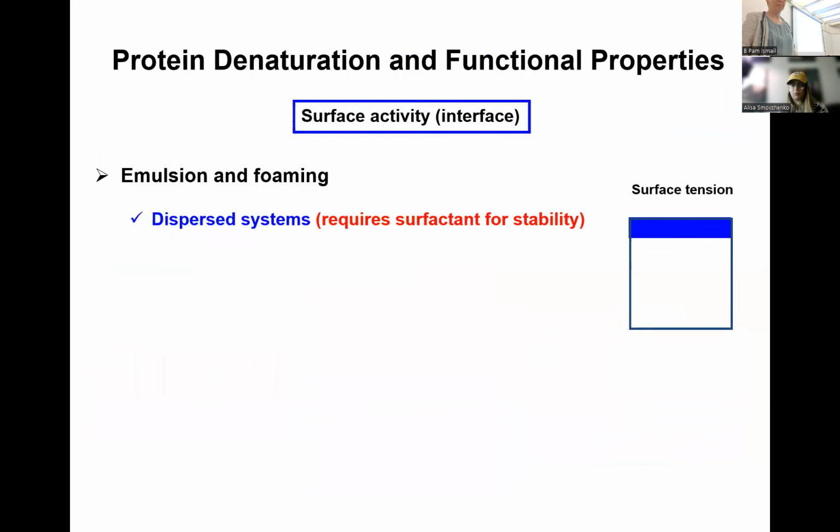Emulsion. I'm determined to finish this topic, so it's included in the exam. All right.